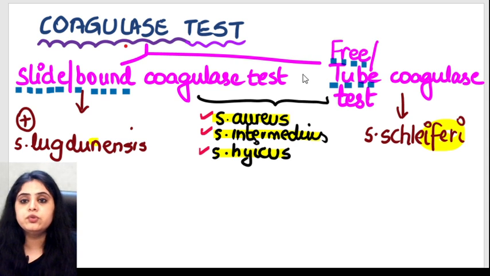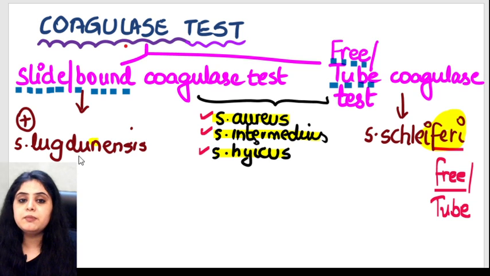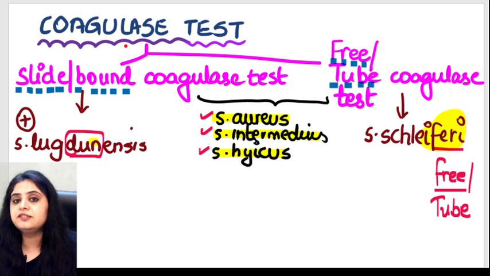All of these show you both types of coagulase tests, but Staph schleiferi: see, ferri sounds like free, right? So which coagulase test does it show? The free. So which is the free one, the tube or the slide? 4 alphabets, so free becomes tube. Talking about lugdunensis: lugdunensis, dunensis sounds like bound.